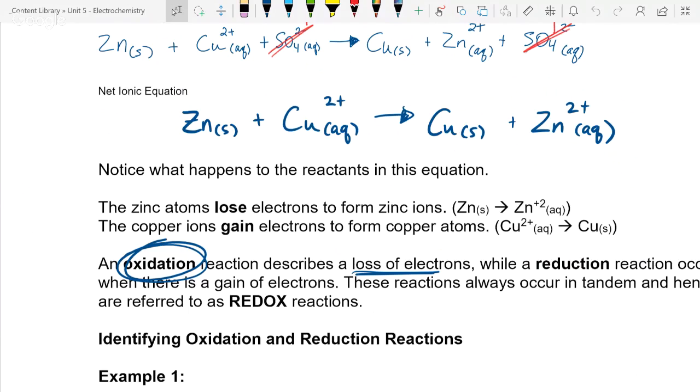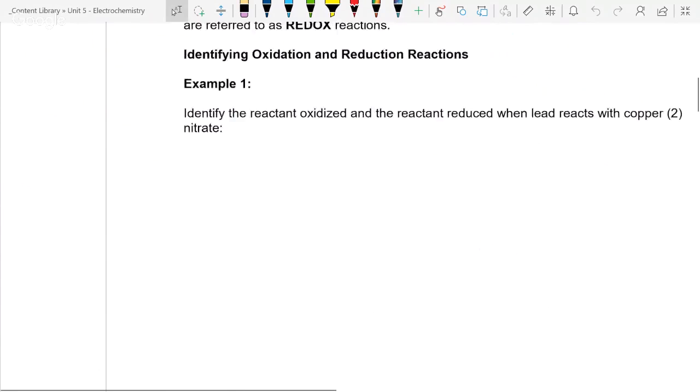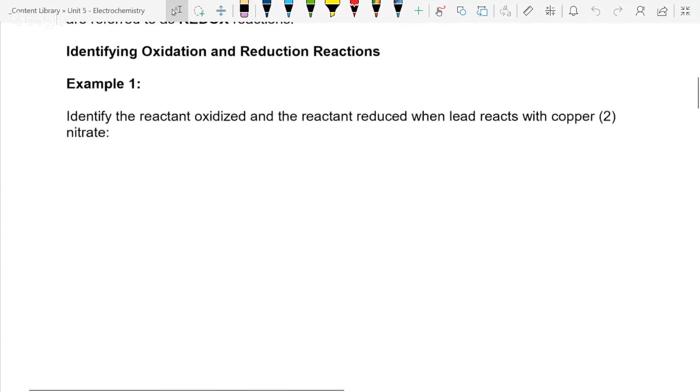Okay, so all of that is a preamble to let's get into this, shall we? We shall. So, I want you to react lead with copper 2 nitrate. So I want lead to react with copper 2 nitrate. Draw that reaction for me. And then, once you've done that reaction, I want you to identify what thing is oxidized and what thing is reduced. So take a minute and write that reaction out.